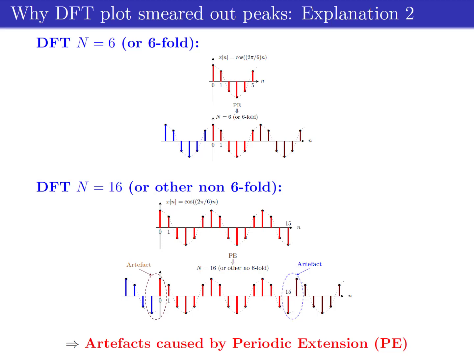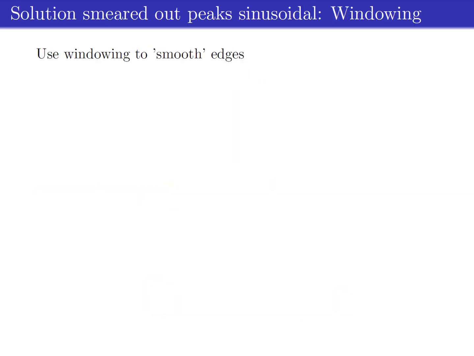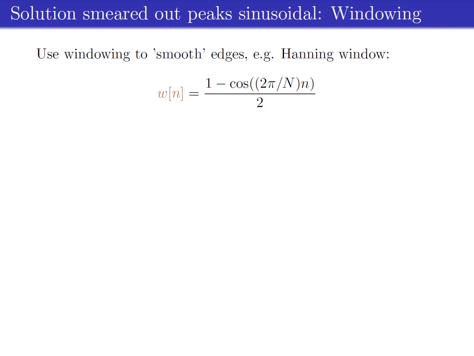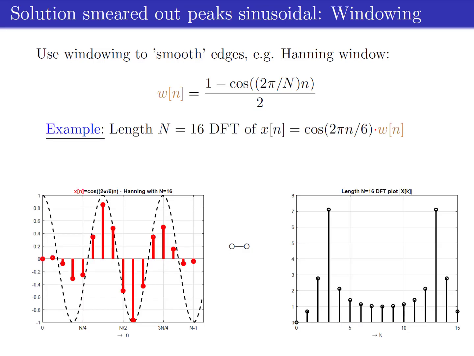From this reasoning, it follows that the smearing out effect can be reduced by minimizing the artifacts at the edges. This can be done by multiplying the original N signal samples with a so-called window function. The shape of such a window function is typically close to 1 in the middle of the segment of N samples and close to 0 at the edges. An example is the Hanning window. At the left-hand side of the plot we see, in red, the N is 16 windowed signal samples of the periodic signal x[n] is cosine 2 pi divided by 6 n.